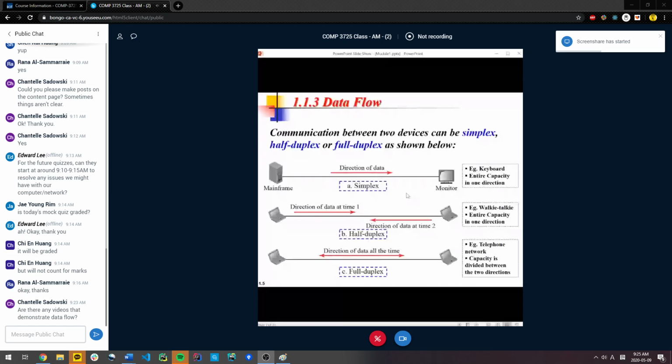Now, the issue with this is that, yes, I've achieved simultaneous bidirectional communication, but obviously I need to allocate a certain amount of capacity to each of these channels. So you're sharing that. And the sharing, as I said, does not have to be 50-50.